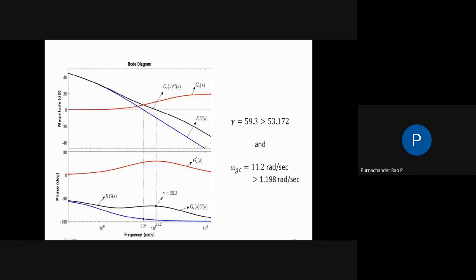So you are getting 11.2 here. The gain crossover frequency here is 11.2 and your phase margin is 53.3 degrees, which is greater than 53.172. So this is a way of finding the phase margin and gain margin of a system.